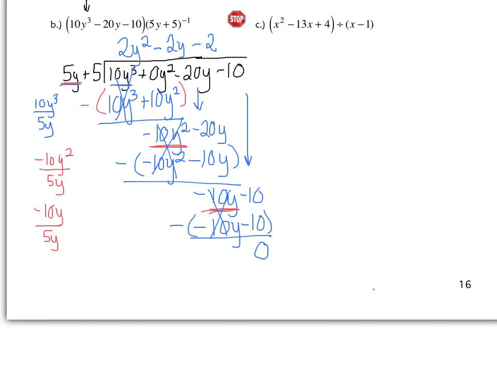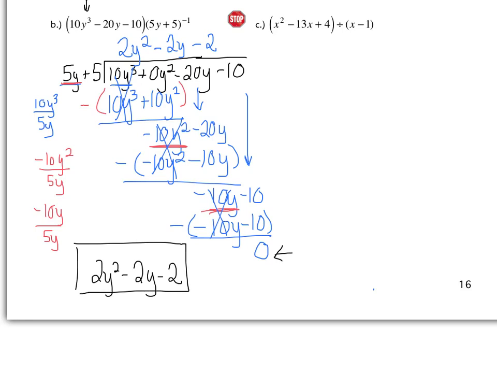Final answer then is up top. It's 2y squared minus 2y minus 2. Because the remainder is 0, we don't have to write anything. If that last number over here was like a 7 or something like that, we would write plus 7 over, and it's always over the divisor, so it'd be 5y plus 5. No remainder though, so that's our final answer.